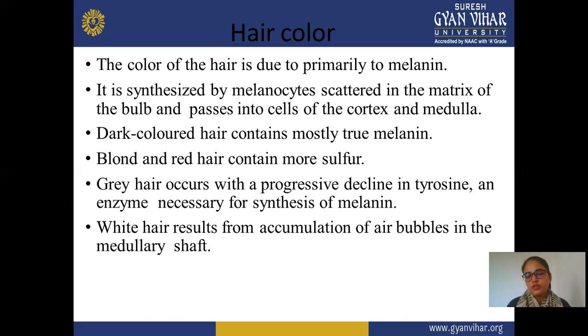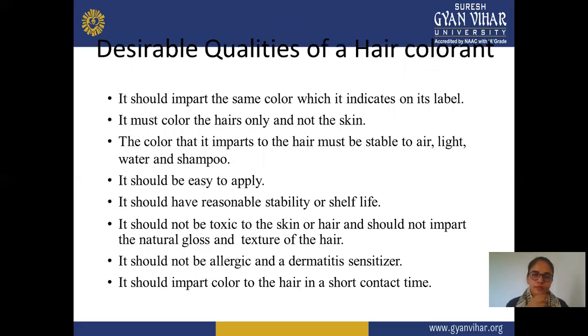According to their deficiency or some ingredient, some chemicals may increase or decrease and affect their formulation. White hair is mainly due to air bubble formation in the medullary shaft. Gray hair is mainly due to a decline in tyrosine, and blonde and red hair contain more sulfur, and dark colored hair contains mostly true melanin. So these are some reasons. According to this, we classify different types of natural hair according to the melanin present.